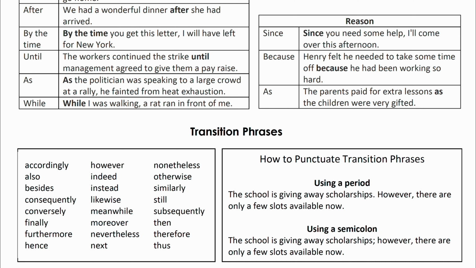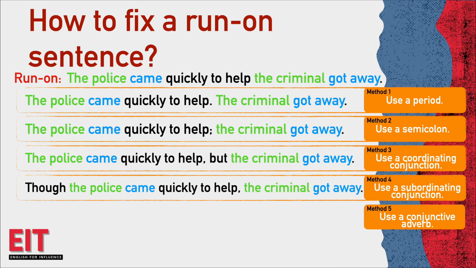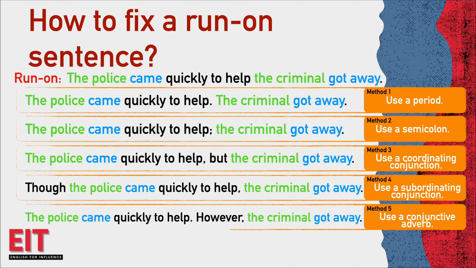So which of these shall we use? I think we can use however. So our sentence can be like this. The police came quickly to help. However, the criminal got away. Isn't this our best sentence so far?